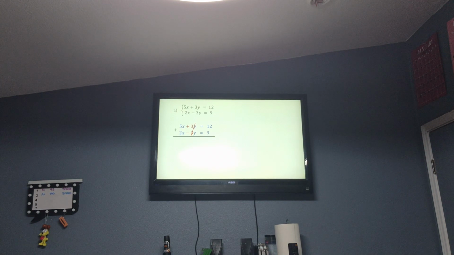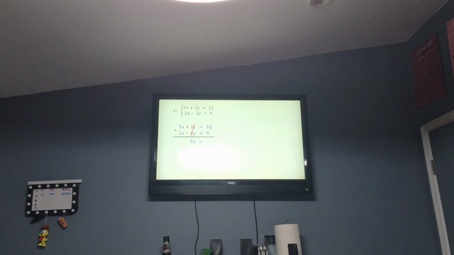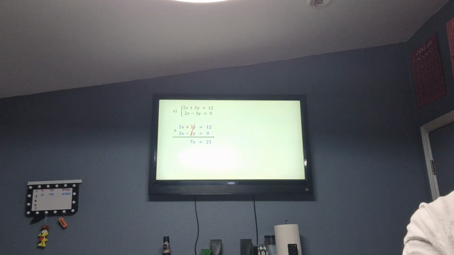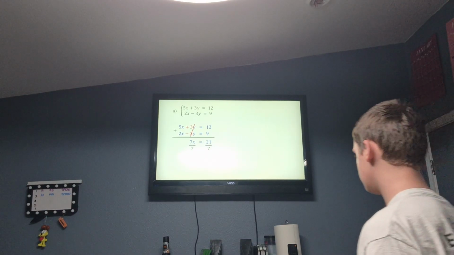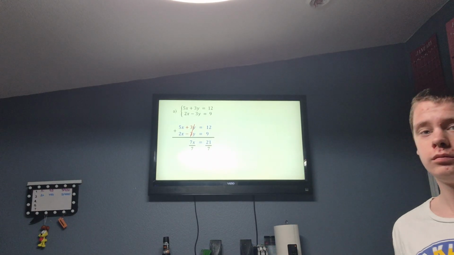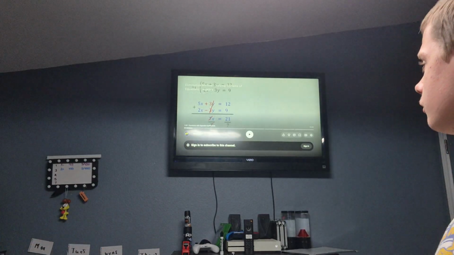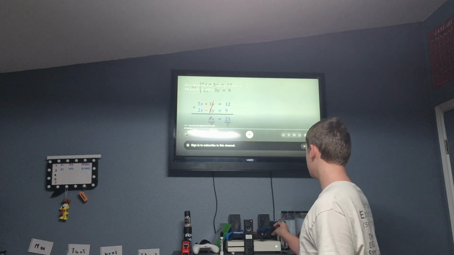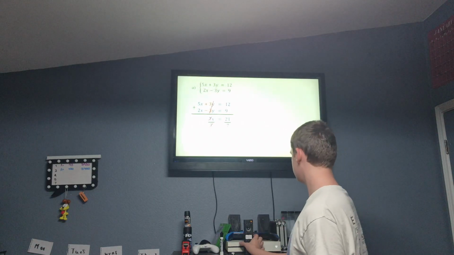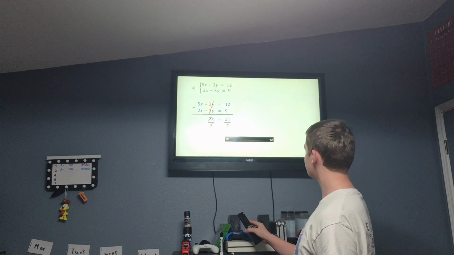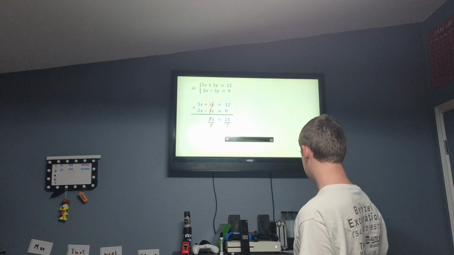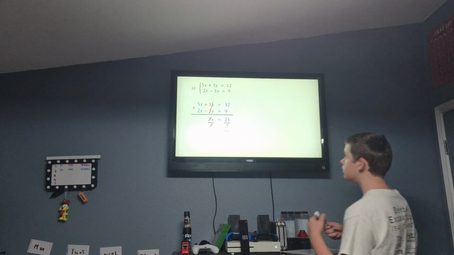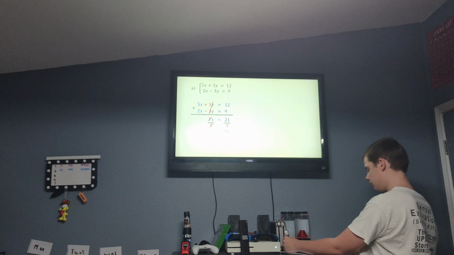Now, let's add the other terms. 5x plus 2x equals 7x, and 12 plus 9 equals 21. Then, divide both sides of the equation by 7 to isolate x. Cancel out these, and x is equal to 3. Now that we have the value of x, the next step is to find the value of y. We can do this by substituting x with 3 into one of the original equations.